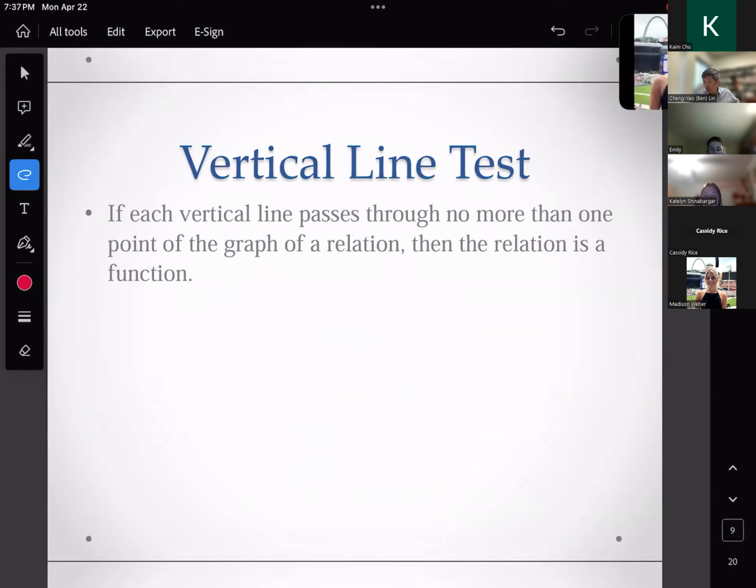Yeah. Now, here is why the vertical line test is important: it helps us determine whether a relation is a function or not. If each vertical line passes through no more than one point of the graph of the relation, then the relation is a function, okay? So let me give you an example.